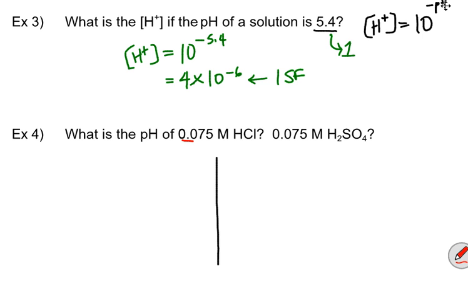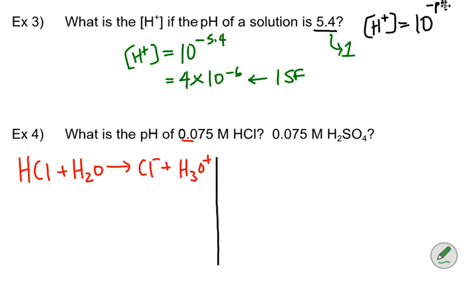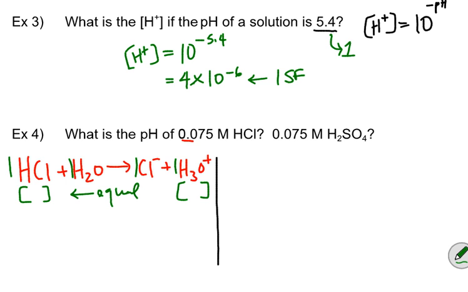If I write out my dissociation equation for HCl, it will make Cl minus and H3O plus. And everything is a 1-to-1 ratio. 1, 1, 1, and 1. So it's all balanced out. That means that the concentration of my HCl is going to equal the concentration of my H3O plus, okay? They're going to be equal because it's a 1-to-1 ratio.